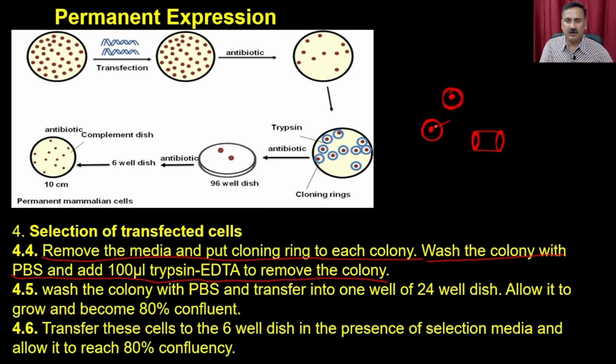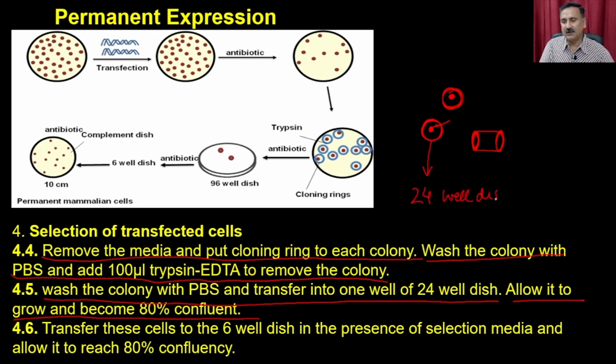In this one, you are going to add the trypsin EDTA. So what will happen? This colony is going to be detached from the plate surface, and you will be able to collect it. So wash the colony with PBS and transfer it into a 24-well dish. Allow it to grow and become confluent. So you're going to take out this particular colony and transfer it into a 24-well dish, so that it can grow, because you know that every cell has a tendency to look for similar types of cells in the close vicinity.